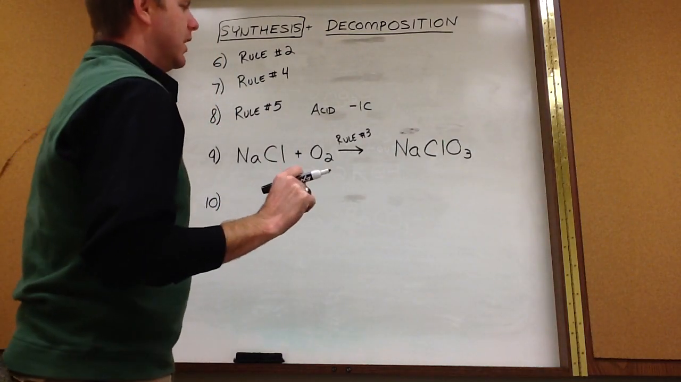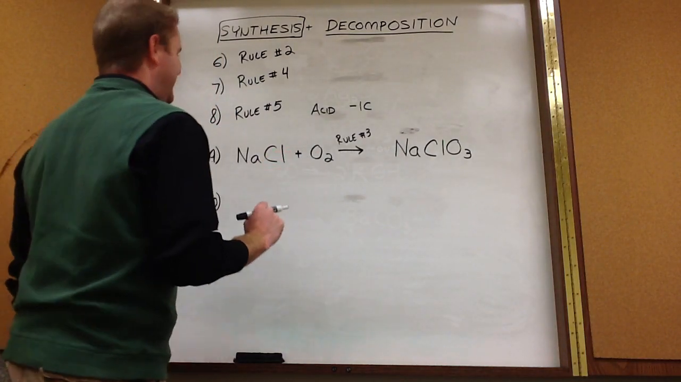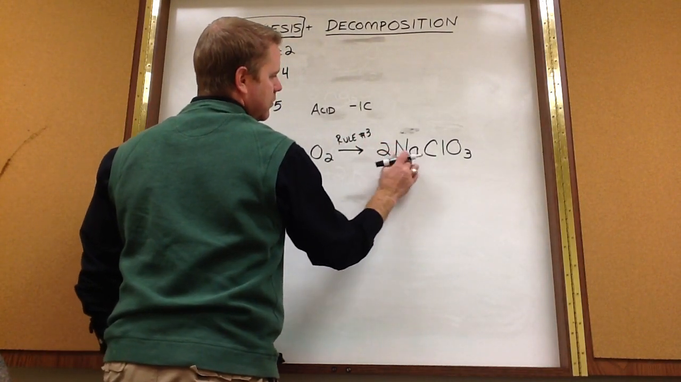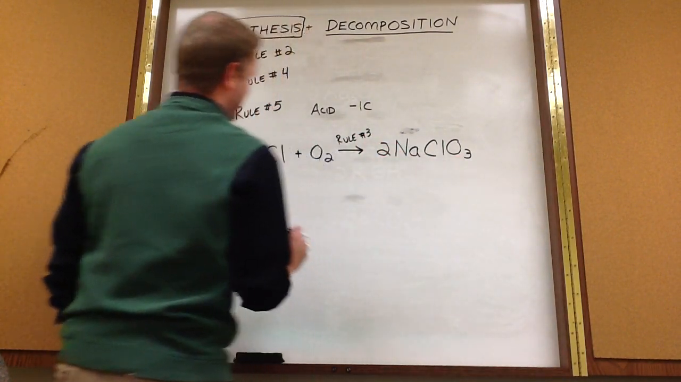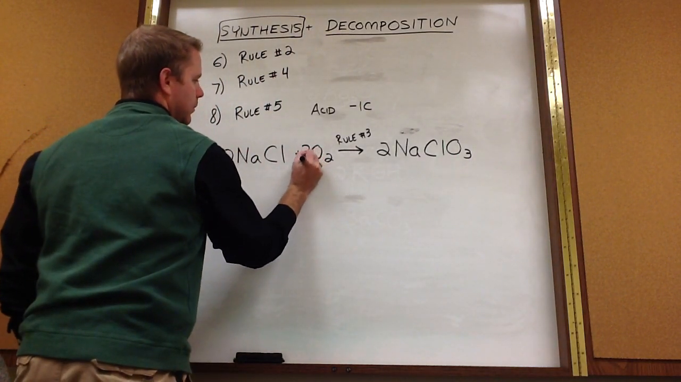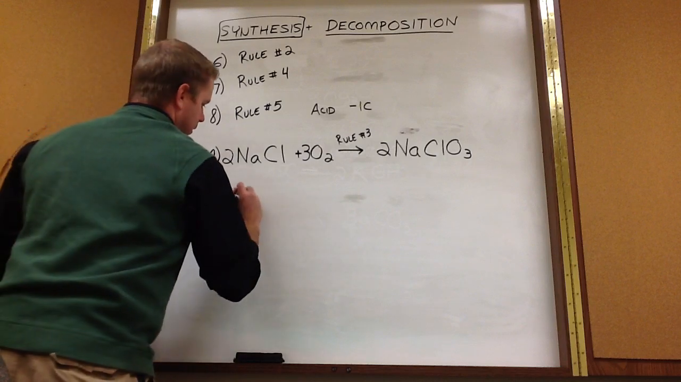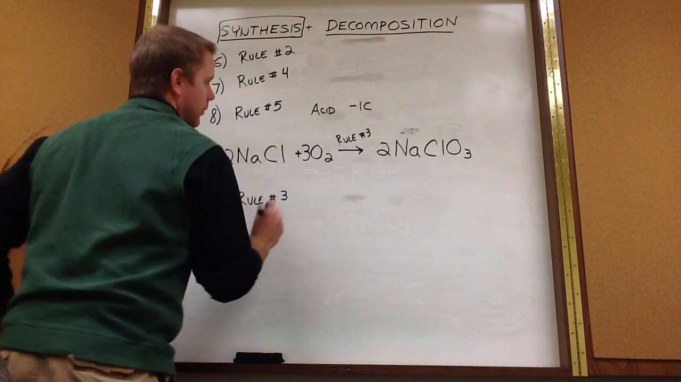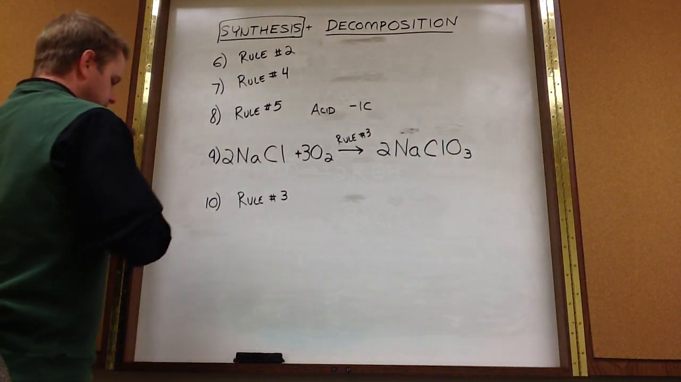Now, what I do here is I look at, okay, what do I need in order to balance this? Well, if I try a 2 right here, that gives me 2 sodiums, 2 chlorines, and 6 oxygens. Well, that's okay, because I can put a 2 right there and a 3 right there. Number 10 is also a rule number 3.